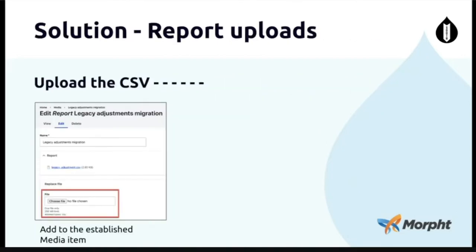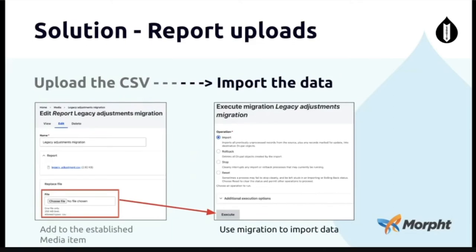So we created media entities for each report, and a content editor can then upload each of the reports or each of the new CSVs into these media entities. All up, there were 5 data sets they need to upload for each reporting period. Once the CSV is uploaded, the content editor then imports the data using the Migrate module.